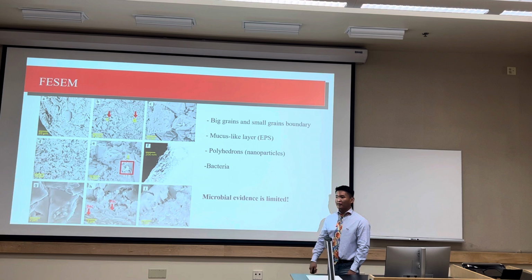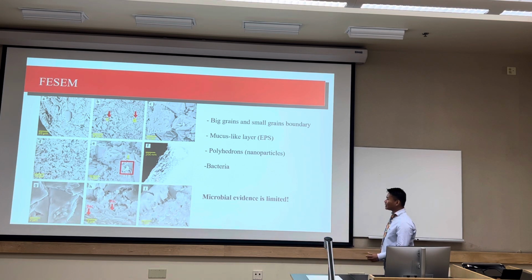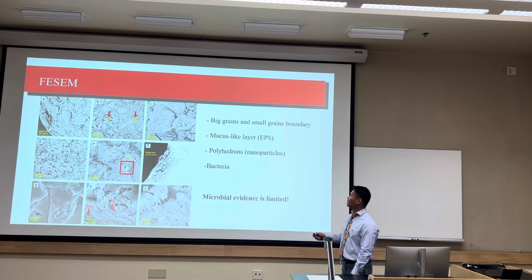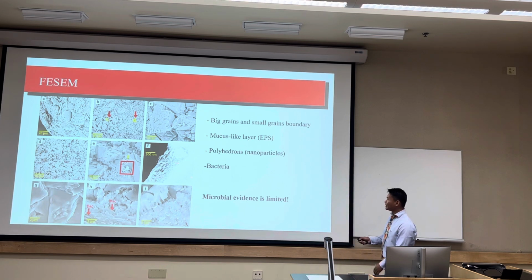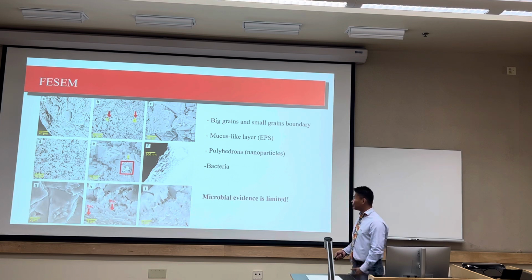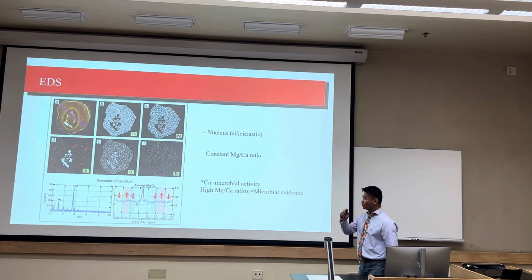I see a white layer thing. It looks like an EPS thing, a white layer. You have a nanoparticle present in this layer. And I also see some bacteria, like a cyanobacteria here. You see the wall, there's a gap, and then you see some particle between them. So although we see some microbial evidence, the microbial evidence is extremely rare and extremely limited throughout the ooid grain.